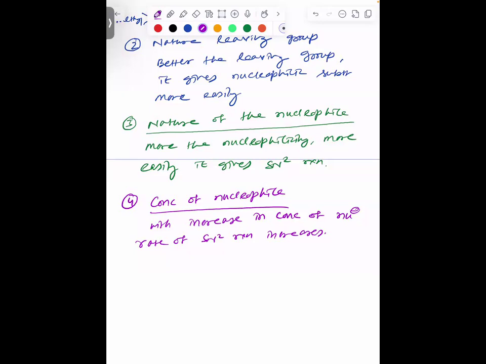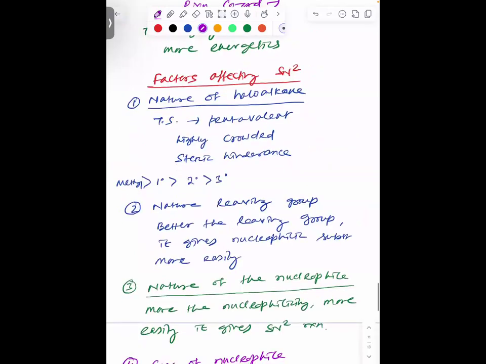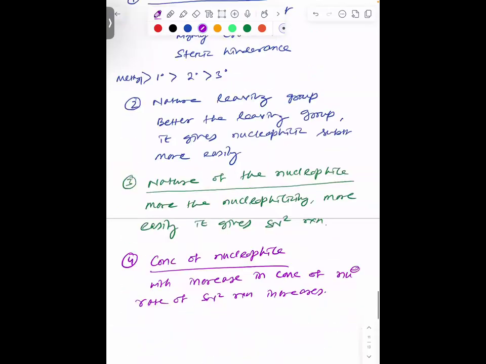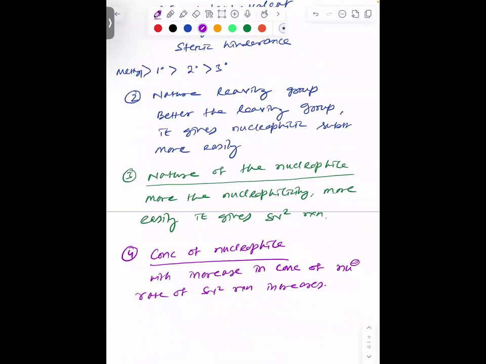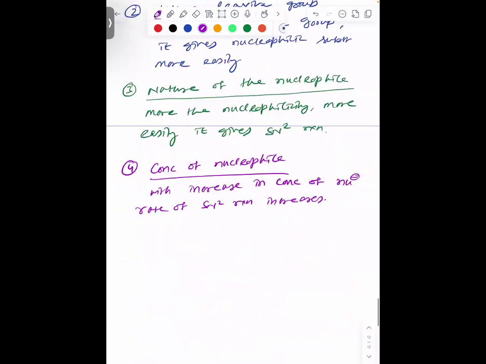Students, note it down. What factors have we seen? First, nature of the leaving group in haloalkane, then nature of the nucleophile, concentration of the nucleophile. What are the other factors?